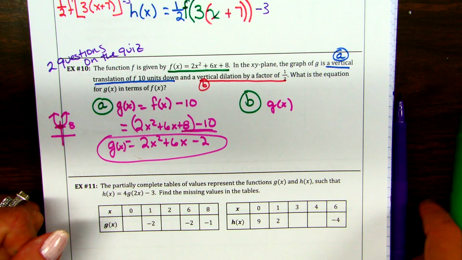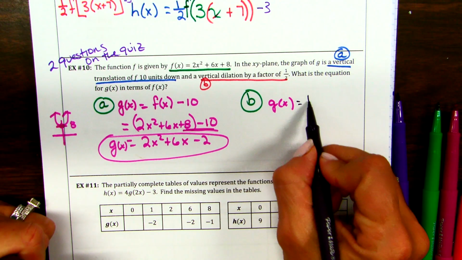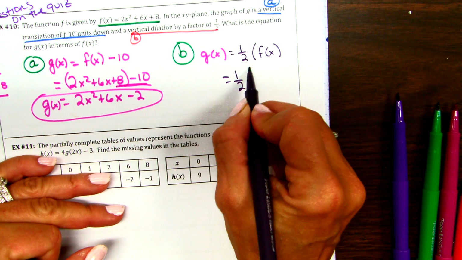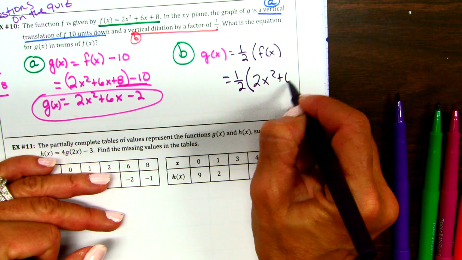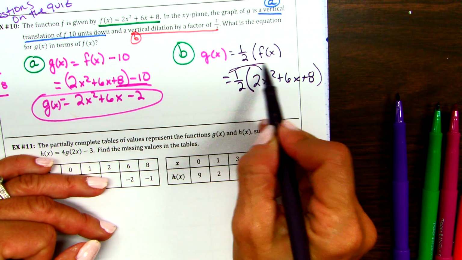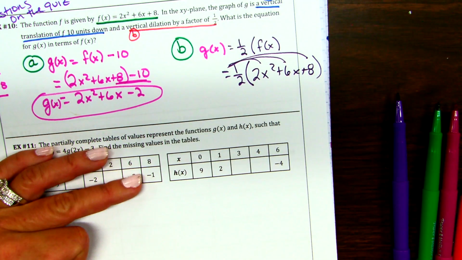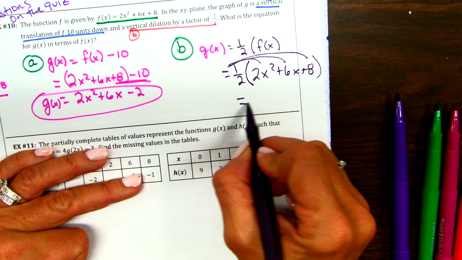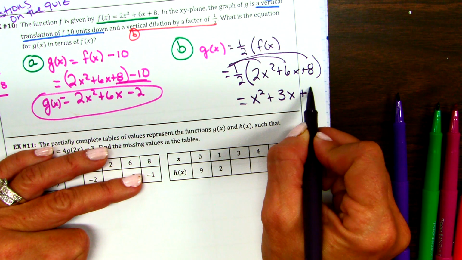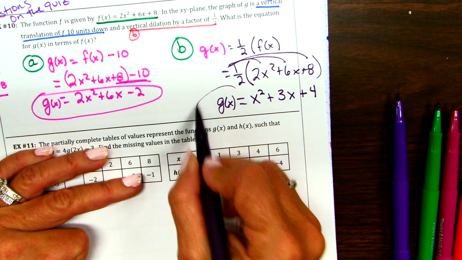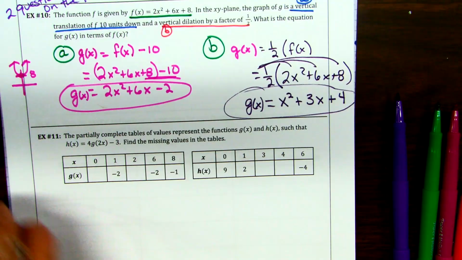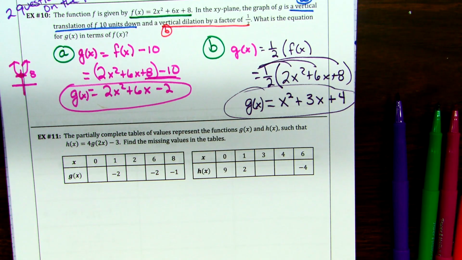Isn't that just multiplying f of x by 1/2? It is. So let's multiply f of x by 1/2. This is just the distributive property. Half of 2 is 1. Half of 6 is 3. Half of 8 is 4. Two questions right there. There's one in the homework for you to practice too, so you'll get to see it again.